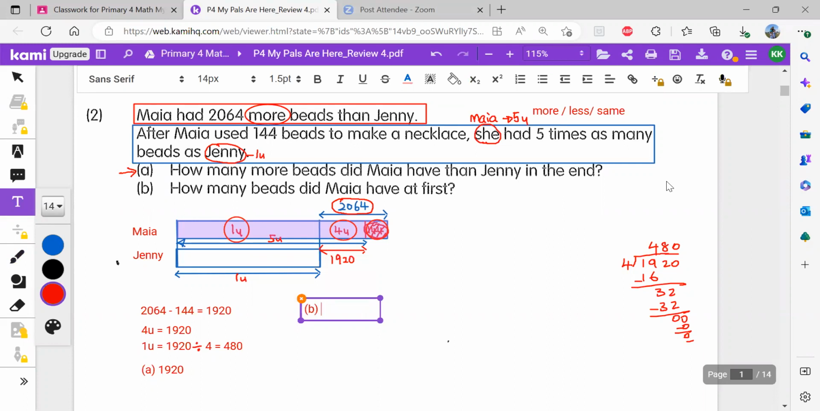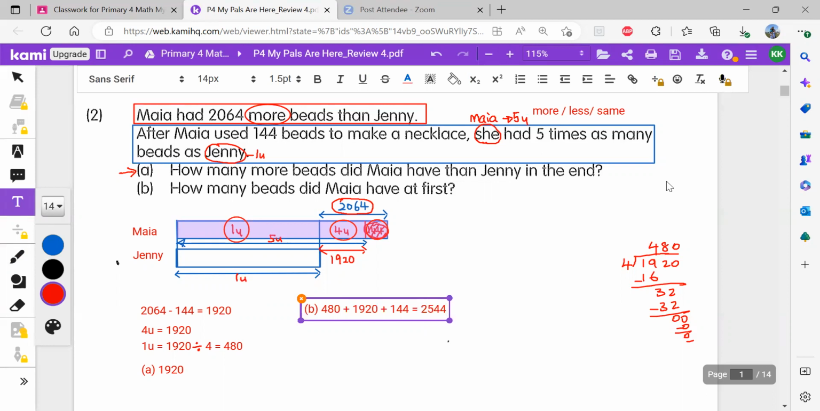To find how many Maya had at first, it is simply 5 units, or 1 unit plus 4 units. Since I know what 1 unit is, I'm going to put 1 unit as 480, plus 4 units which we found out is 1920. So I'm going to do addition, plus 144. It's 480 plus 1920 plus 144. It's 2544.